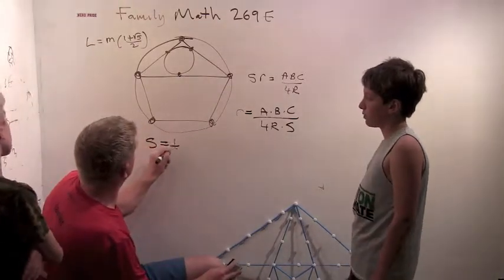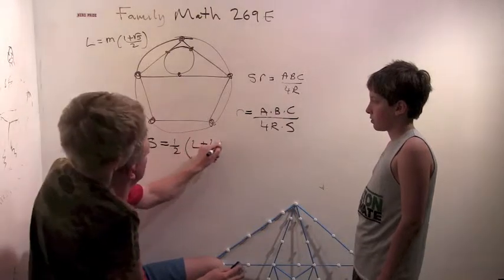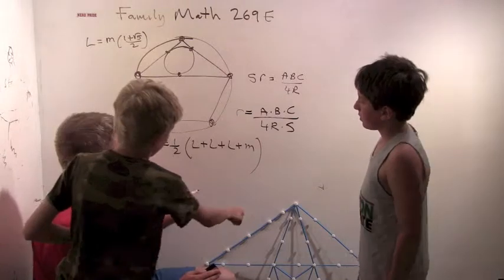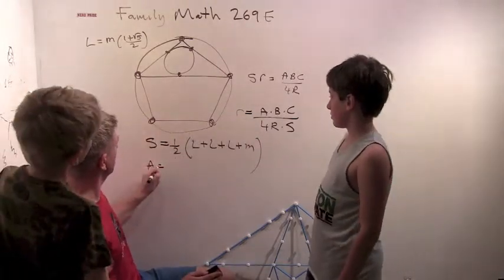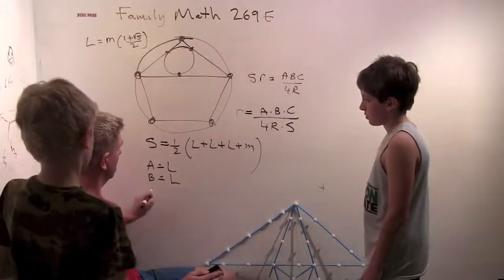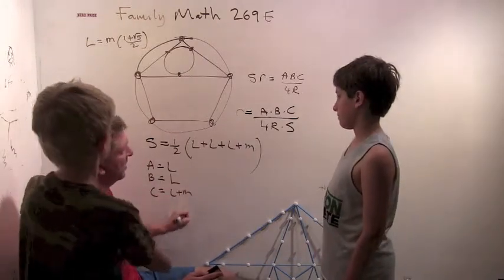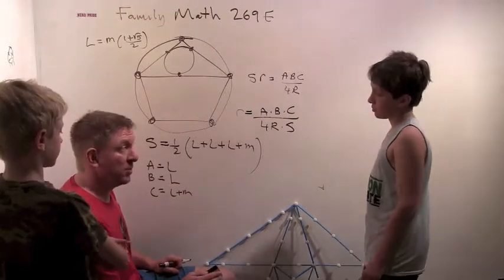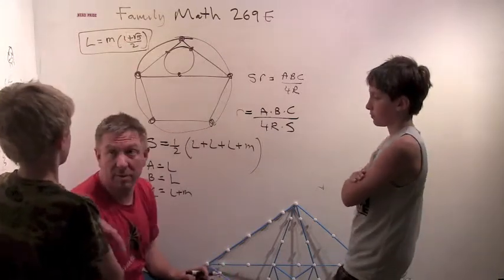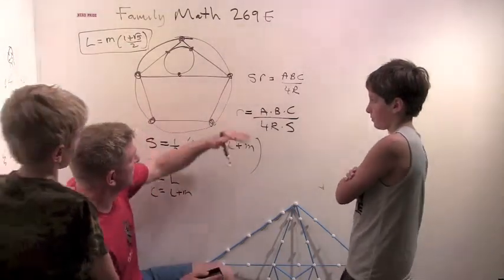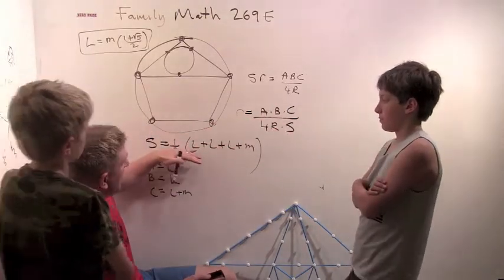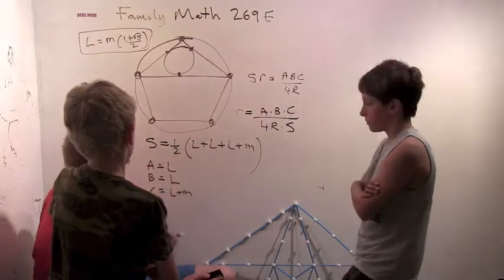S equals 1/2 times (large plus large plus large plus medium). And A is large, B is large, and C is large plus medium. So we have what looks like a horrible mess here, but hopefully this relationship is going to help us. I don't know if it will or it won't, but let's see what happens. Let's put into this formula large, large, large plus medium, and then here we have 1/2 times (3 large plus medium).